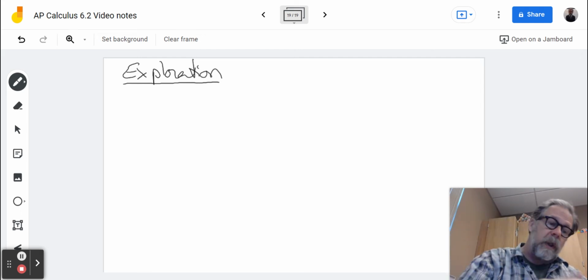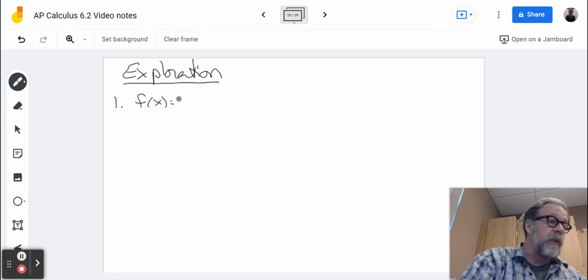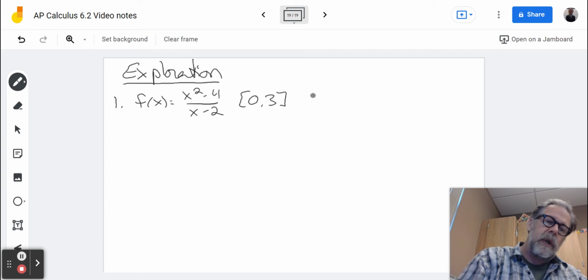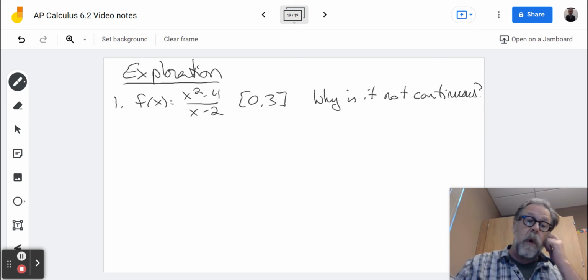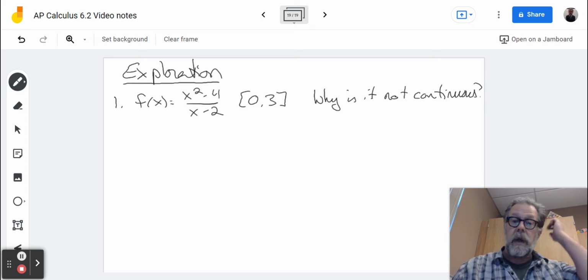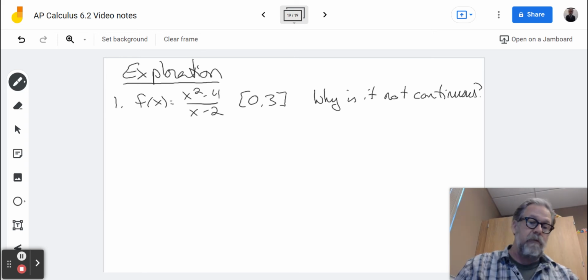So let's start with question number 1. f of x equals x squared minus 4 over x minus 2 on the interval 0, 3. And the question is, why is it not continuous, and what kind of discontinuity do you have? So go ahead and pause. Why is it not continuous, and what kind of discontinuity does it have?